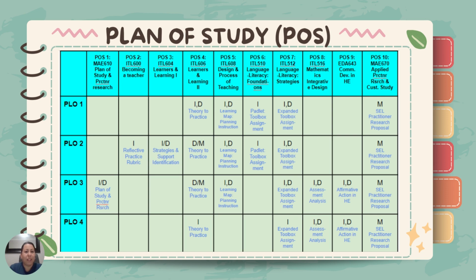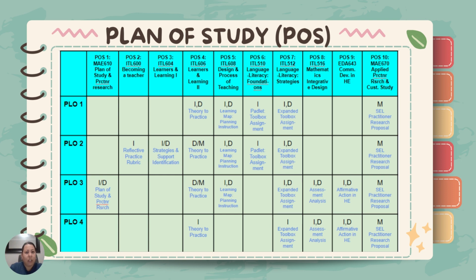My next course was ITL 608, Design and Process of Teaching. The sixth course was ITL 510, Language Literacy Foundations. My seventh course was ITL 512, Language and Literacy Strategies. And my eighth course was Mathematics Integrative Design. And my ninth course was EDA 643, Community Development in Higher Education. And the final course to complete my program was MAE 670, Applied Practitioner Research and Customized Study.